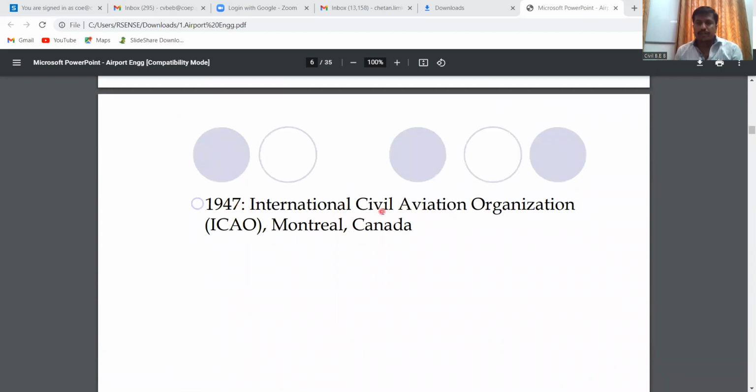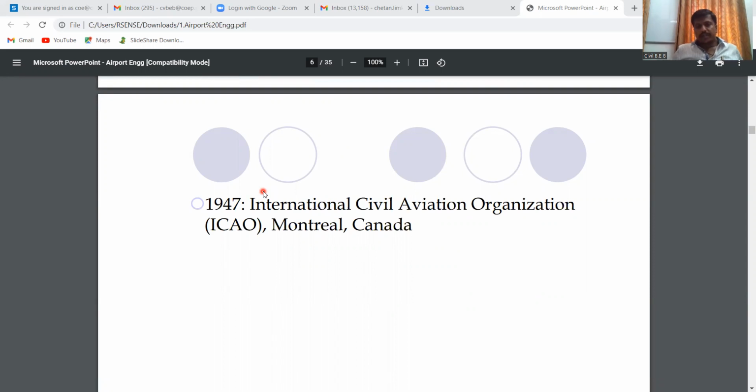This is very important for us to know about. Formation of the ICAO, that is International Civil Aviation Organization. It was founded in 1947. This is the central agency of our globe, which takes control of all the workings of the aircraft at different international or national airports.